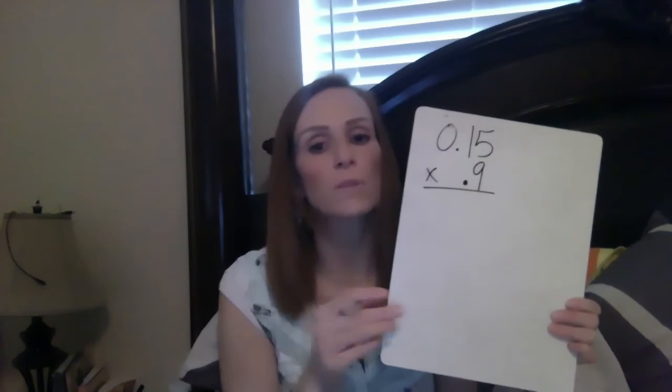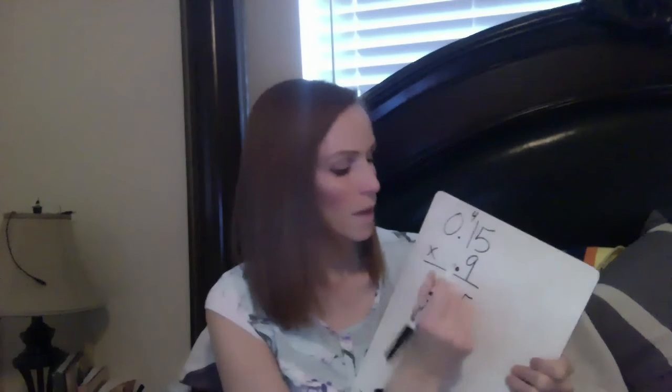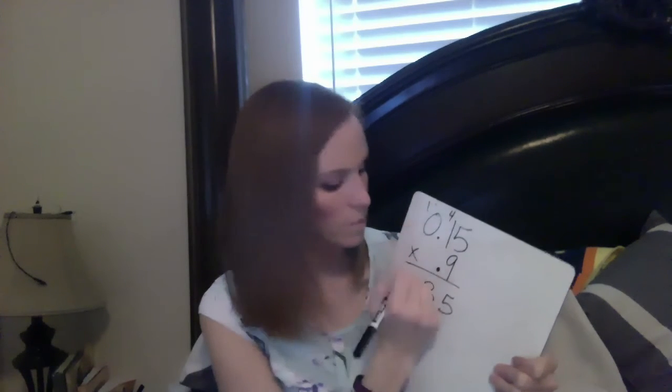Let's try one more. I have two decimal numbers that I'm multiplying. So if I have 15 hundredths and I have 9/10, remember I do not have to line up my decimal points. So they're not lined up, and then I just multiply them like they're whole numbers. So 9 times 5 is 45. 9 times 1 is 9 plus 4 is 13. 9 times 0 is 0 plus 1 is 1.